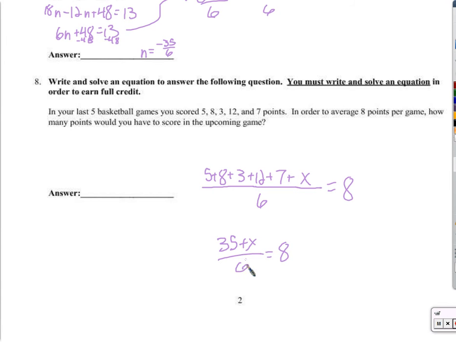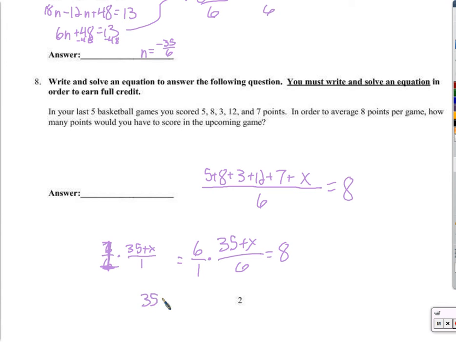Now what do we do about this 6 here? Well, if we multiply by 6, you kind of go backwards this way. We can write it as 6 over 6 times 35 plus x over 1. 6 over 6 is 1. 35 plus x over 1 is just 35 plus x, right?